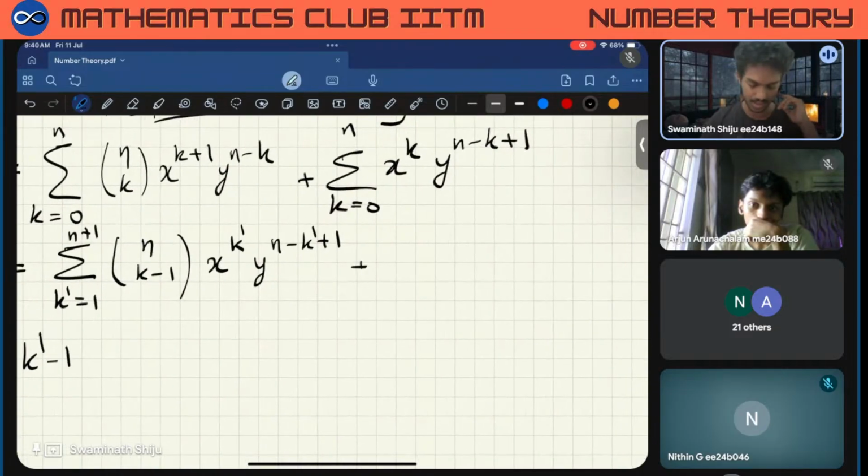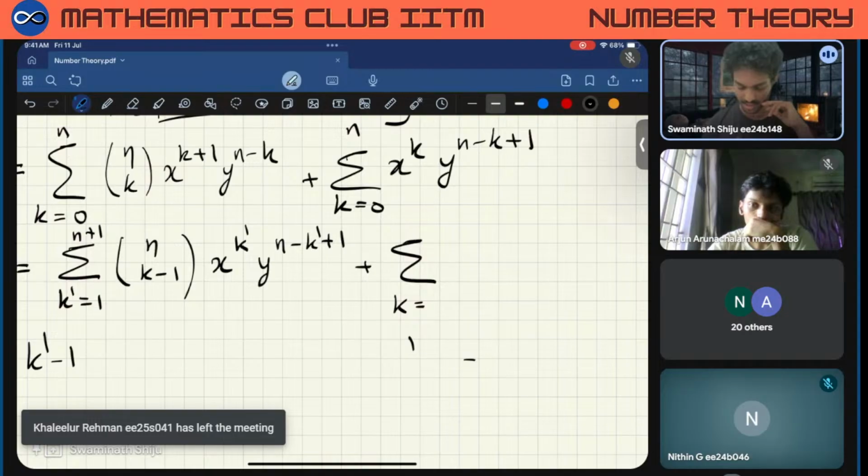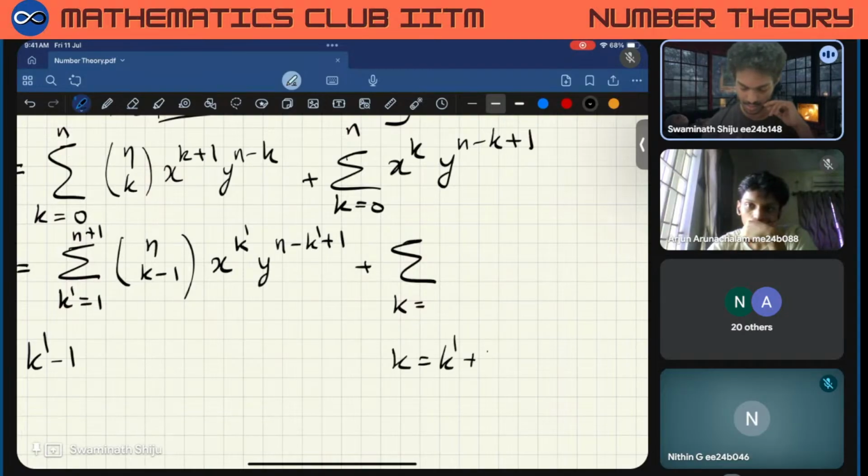And here again you do the same thing, but here you set k dash equal to k plus 1, so k is equal to k dash minus 1.